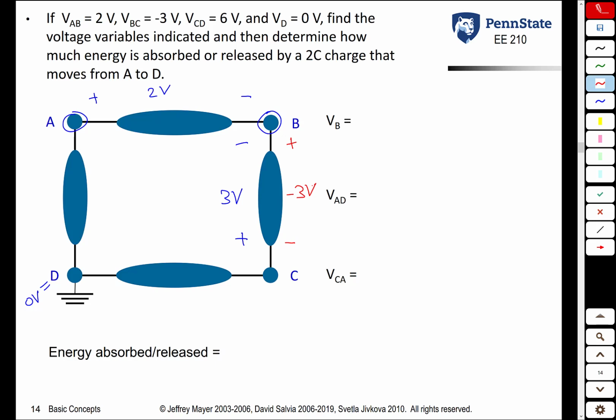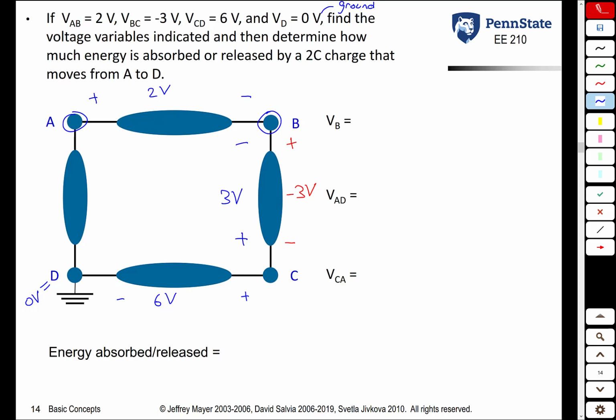We're also told that VCD is 6 volts. That means that this voltage is 6 volts higher than that voltage. We have something like that. And then, of course, VD equals 0 volts. So that's given because this is ground.